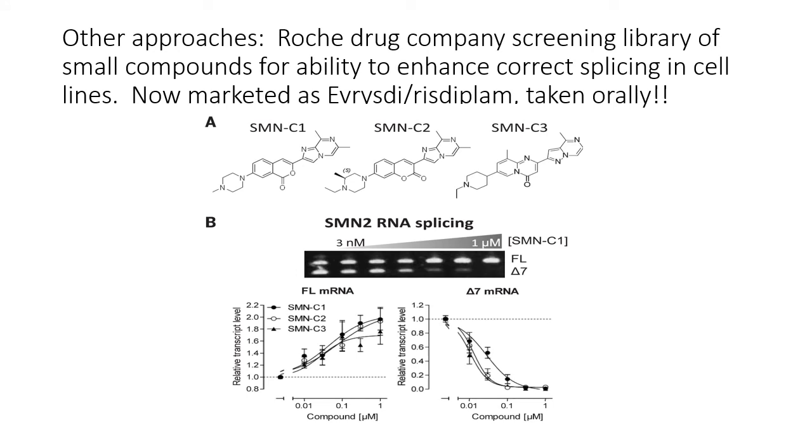In another approach, and I'm not going to explain this too carefully, Roche Drug Company, well, all drug companies that do this sort of thing, have enormous chemical libraries, and so what they did was screen for molecules, small molecules, that would, by a similar assay, improve correct splicing of SMN2. And they found some, and those are actually now marketed because they were successful, and those can actually be taken orally. So there's another approach besides the antisense oligo, a small chemical compound, which is basically targeted at the same part of the process.